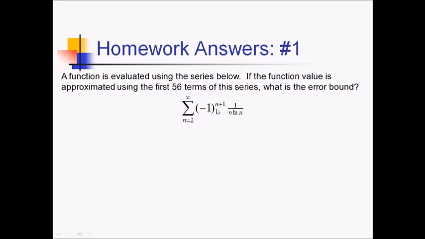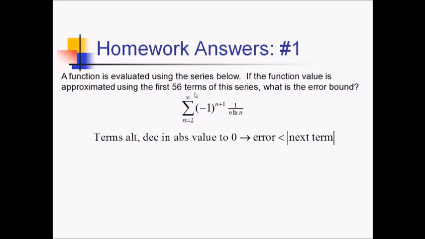As the n value gets larger, we only are growing in the denominator, so we keep getting smaller and smaller terms. Since we have alternating and decreasing in absolute value to 0, that means by the alternating series error bound, the error is just going to be the absolute value of the next term. Well, what is the next term? If we've used the first 56 terms, we need term 57.